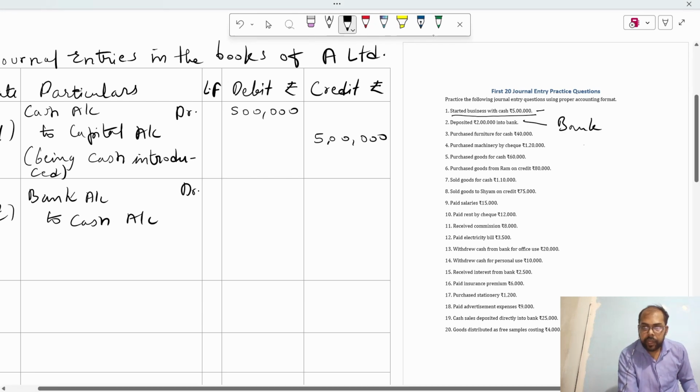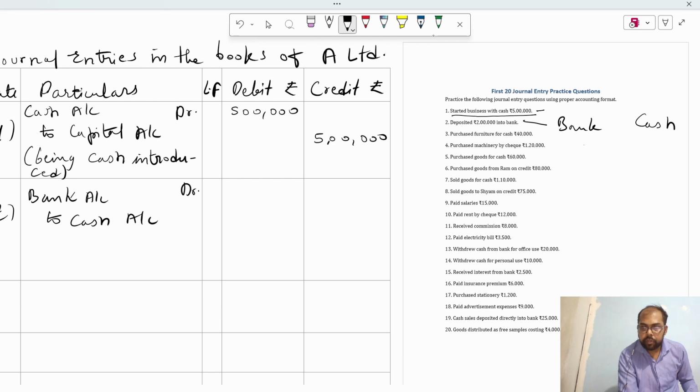Bank and cash. There are two accounts here, bank and cash. So bank is an asset. How? When we deposit money in the bank, the bank becomes our debtor. And what is a debtor? A debtor is a person who owes money to the business, or who owes money to us. That is called a debtor. And since it is an asset, and it is increasing in the form of a debtor, therefore it is debited.